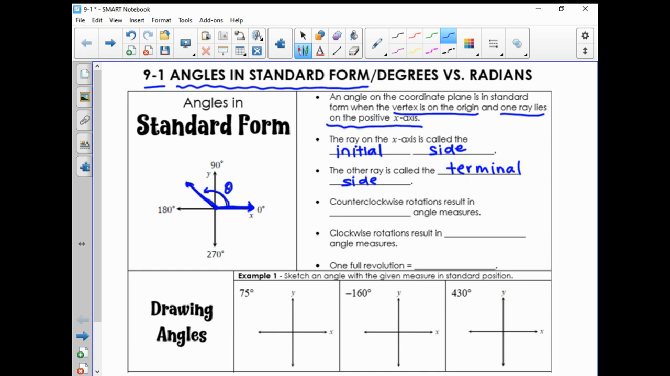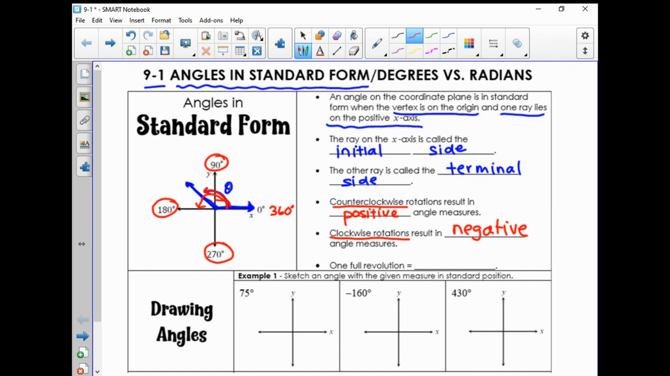Okay, so notice when we're measuring this, we start on this side and we're going counterclockwise. A counterclockwise rotation results in positive angle measures. If you go the other direction, a clockwise rotation will be a negative angle measure. Now notice these can help us as well. We know that 90 degrees is that right angle. 180 degrees would be what we call a straight angle. And then we could just keep adding 90 and keep going around. This would also be 360 if you went all the way around.